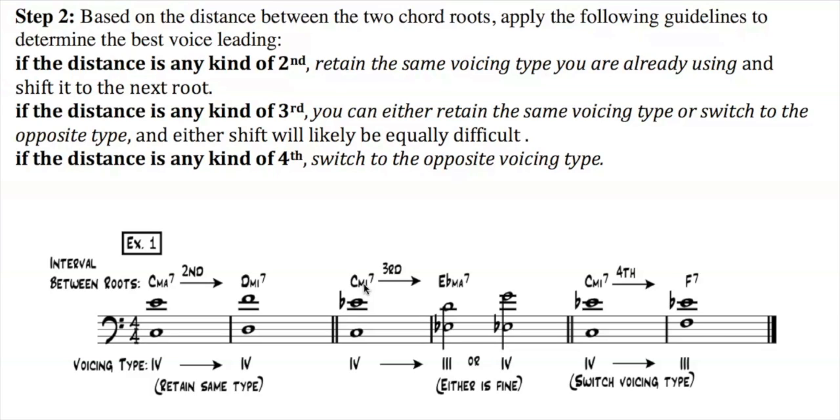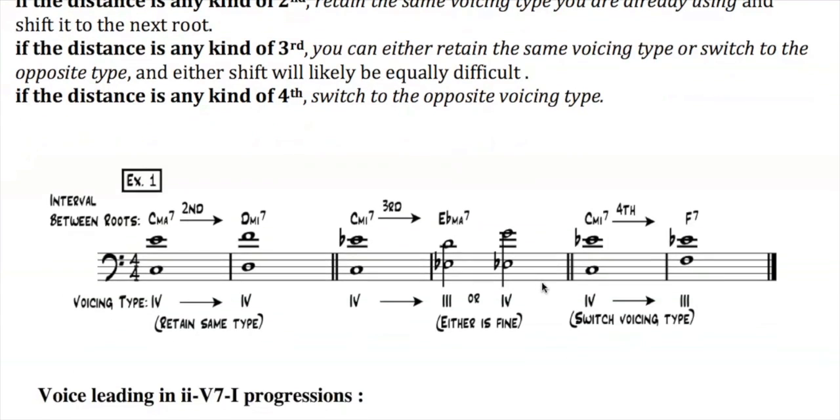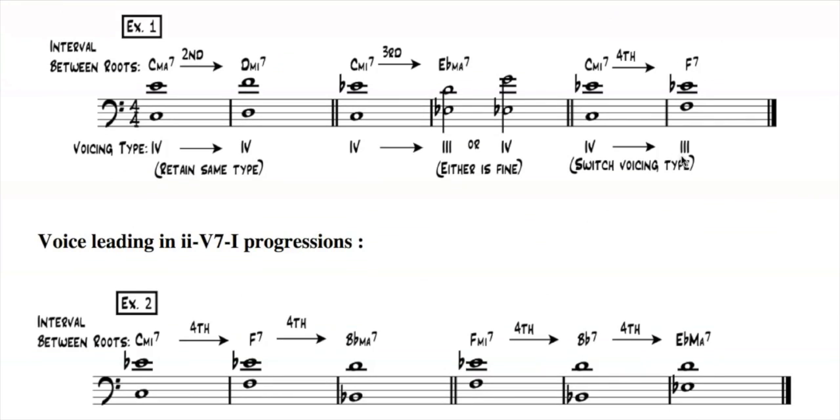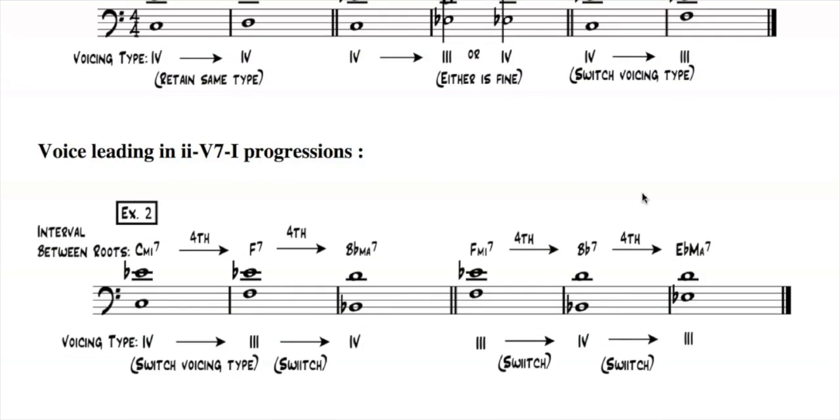And last, if the distance is any kind of fourth, you switch from one voicing type to the opposite. So here we are, C minor 7, the next chord is an F7, so we start on a type 4, it's a fourth, so we switch, and now the F7 is a type 3.